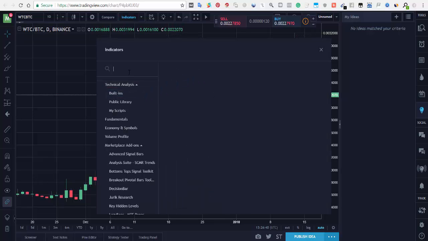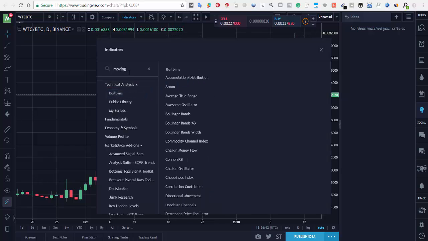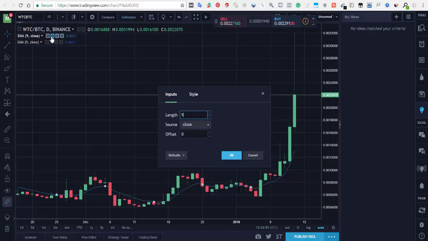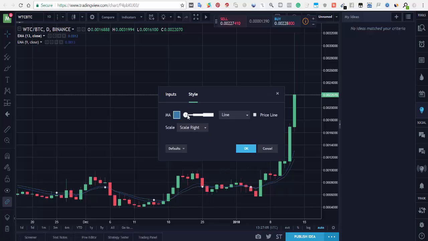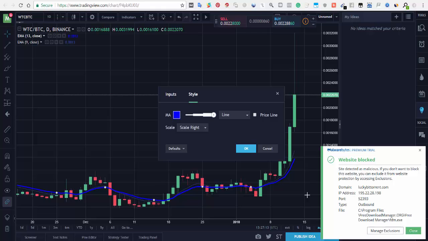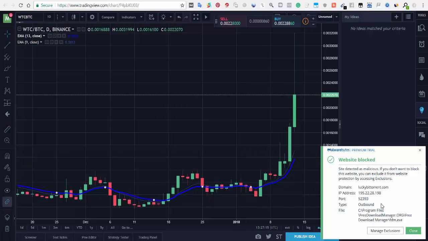I want to add the moving average exponential, one or two of that. For this one we are going to change the length to 13, so it is calculated over every 13 candlesticks. Then the style: let's make this a little bit darker.